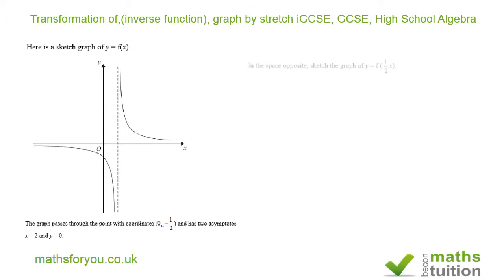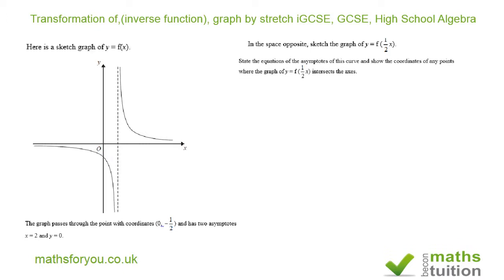And then it says in the space opposite, and I'm going to cheat here. I'm not going to sketch it by hand. I'm going to use my graphing calculator because I haven't got the facility to do sketching manually. So in the space opposite, sketch the graph of y is equal to f of half x, and then state the equations of the asymptotes of this curve and show the coordinates of any point where the graph of y is equal to f of half x intersects the axes.